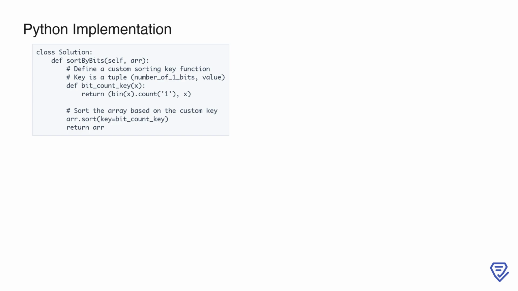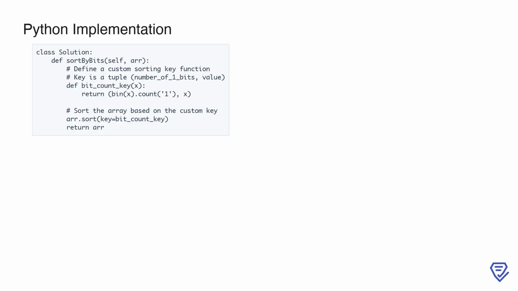Why this works. The custom sorting key, (bin(x).count('1'), x), ensures that sorting is performed in two levels. 1. By the number of ones in the binary representation, the primary sort. 2. By the numerical value of the integers, the secondary sort, when the primary values are equal.